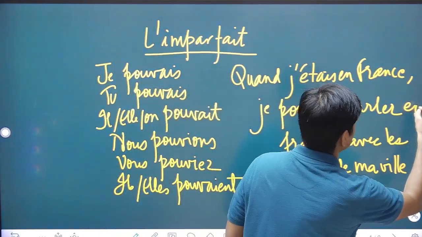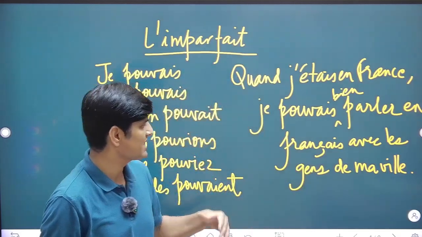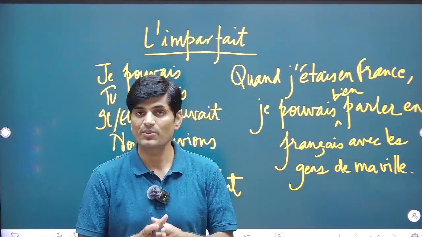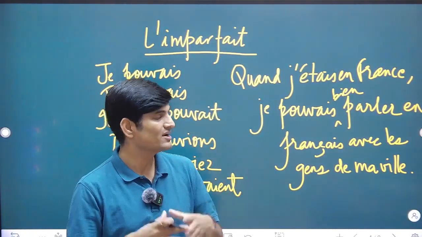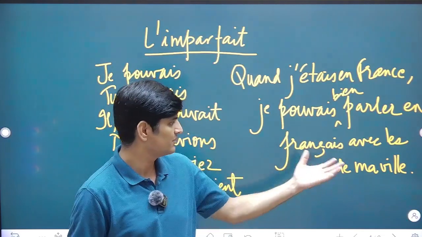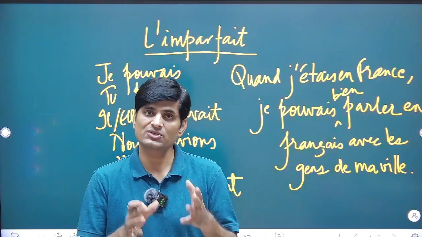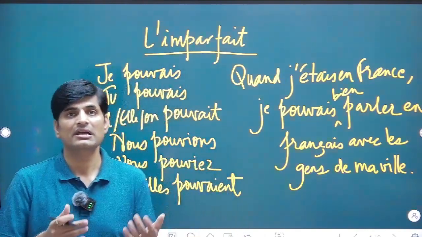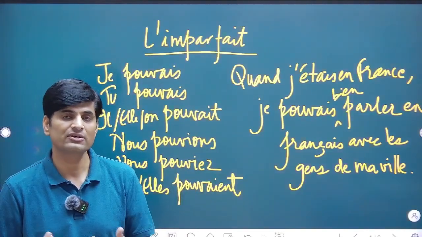I'll just clarify it. Je pouvais bien parler en français avec les gens de ma ville. So when I was in France, I could easily, or I could speak very well in French with the people of my city. So this pouvait in English translates as could, but in French it shows the length of that activity that would happen or that used to happen in past.